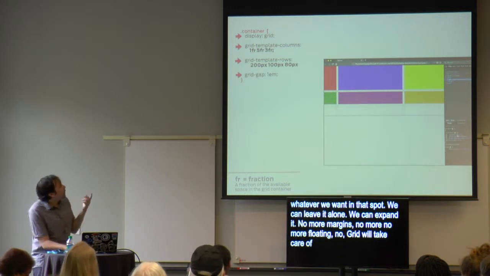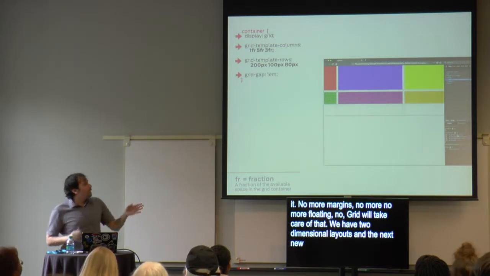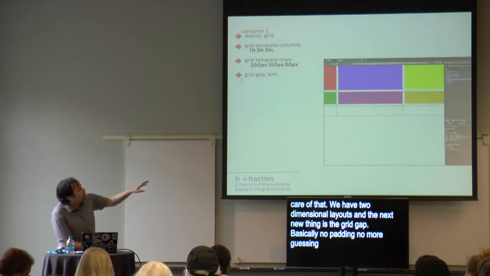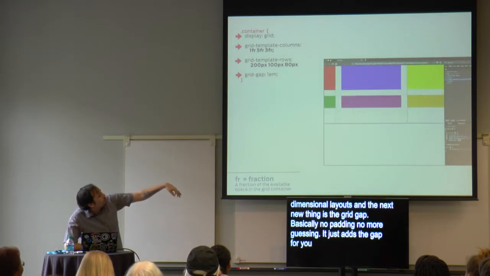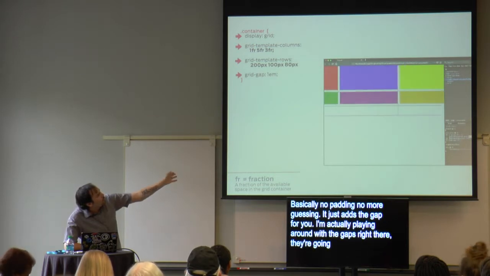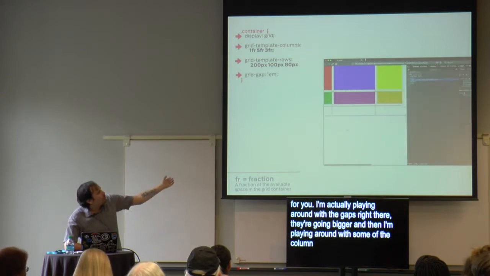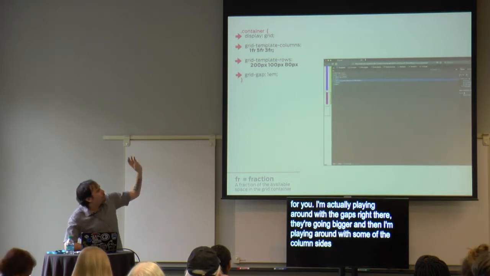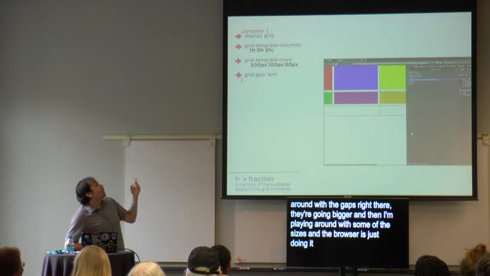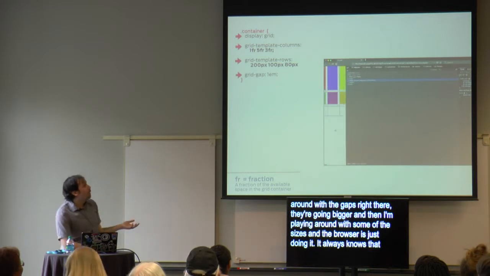And then the next new thing is grid gap. Basically, no more paddings, no more guessing. It just does a gap for you. I can play the video. So I'm playing around with the gaps right there. They're getting bigger. And then I'm playing around with some of the column sizes, and the browser is just doing it. I change the screen size, and it always knows that it's 1fr, 5fr, 3fr. Basically, 1, 5, 3 is 9, so 1 ninth, 5 ninths, and 3 ninths. And it's doing the math for me.